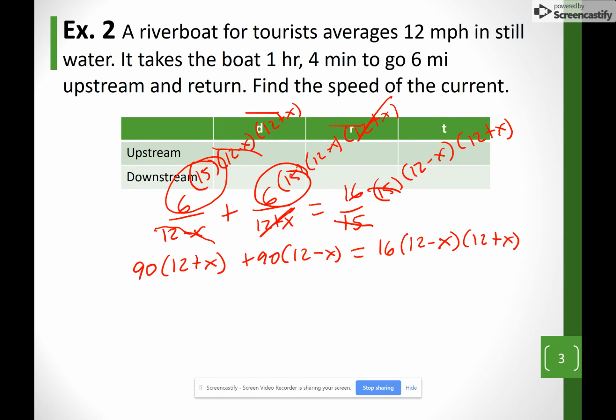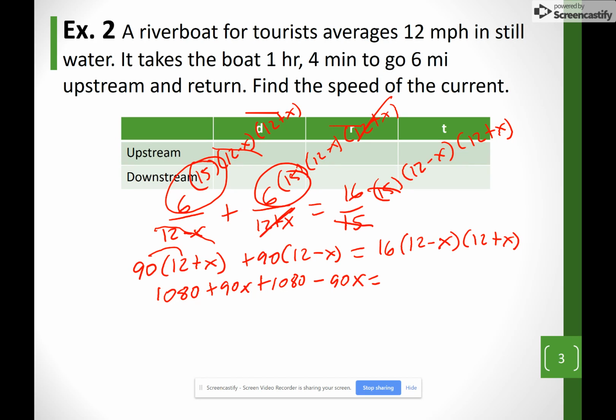Let's get rid of parentheses. Looking on the left, I'm going to go 90 times 12. That's going to give me 1080 plus 90x. Then I'm going to distribute the 90 on the second one. That's going to give me 1080 minus 90x equals.